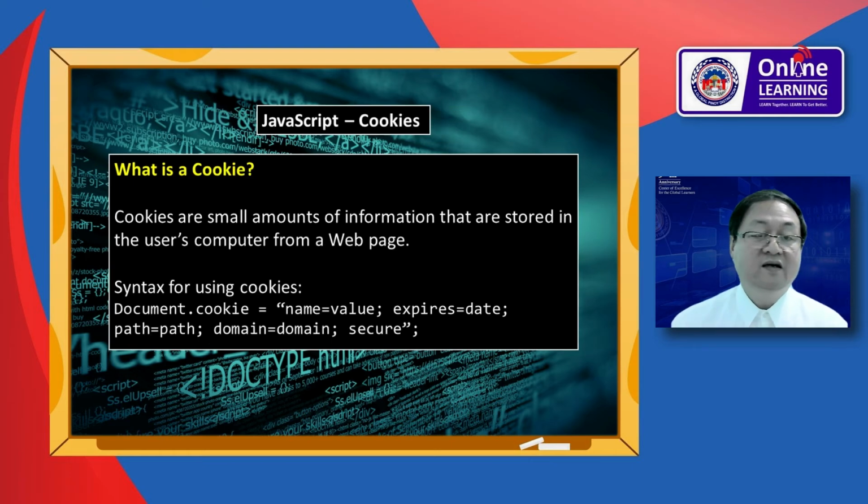What is a cookie? Cookies are small amounts of information that are stored in the user's computer from a web page. They can be accessed and retrieved by the web page whenever they are needed. Web pages take advantage of cookies in order to modify the page when the user accesses them. Cookies expire after some time set by the web browser developer.